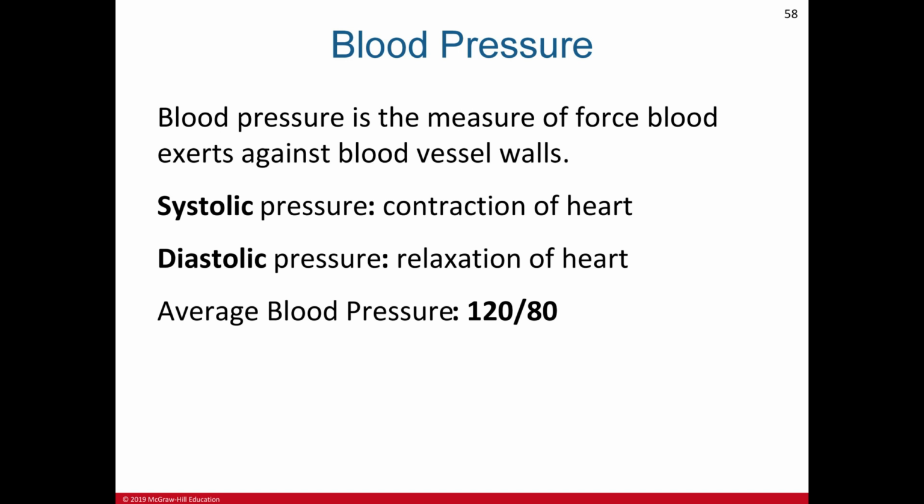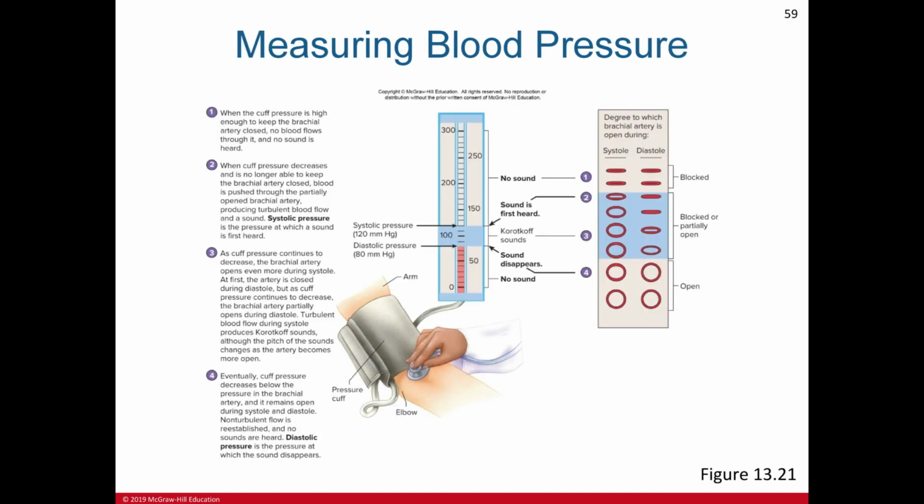So let's move on to blood pressure, how it is maintained by our circulatory system, and how the veins and arteries greatly affect the blood pressure. Blood pressure is the measure of the force blood exerts against the blood vessel wall. It is divided into systolic, when the ventricles of the heart contract, and diastolic, when the ventricles of the heart are relaxed. The average blood pressure is 120/80, meaning the systolic should be 120 millimeters of mercury and the diastolic should be 80 millimeters of mercury.